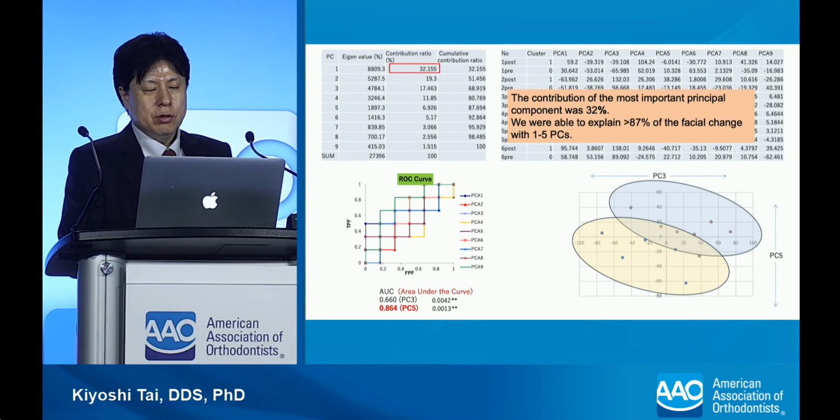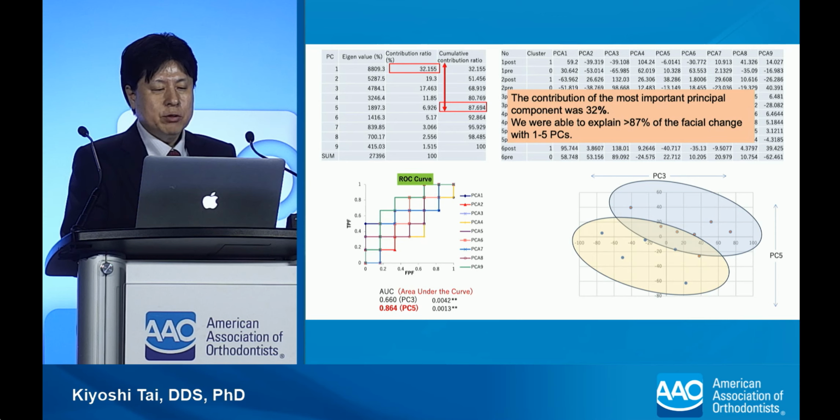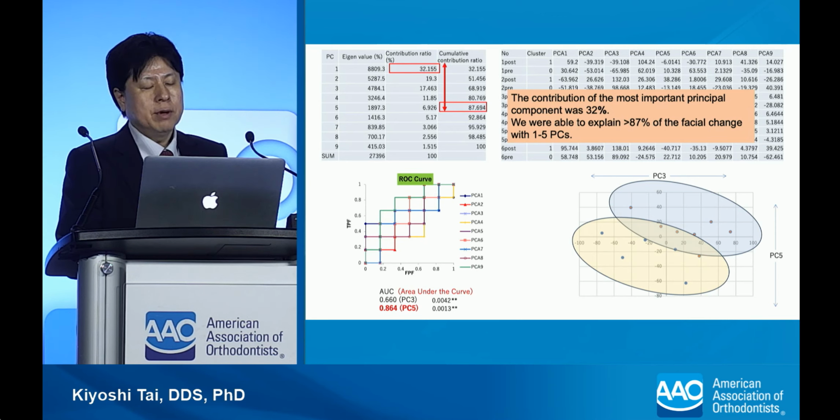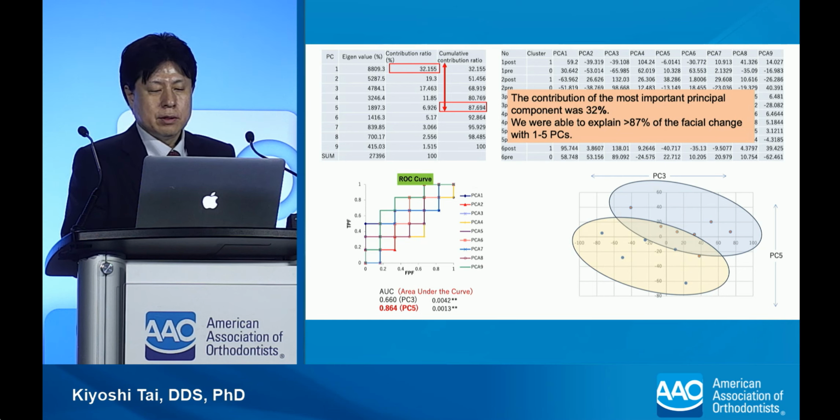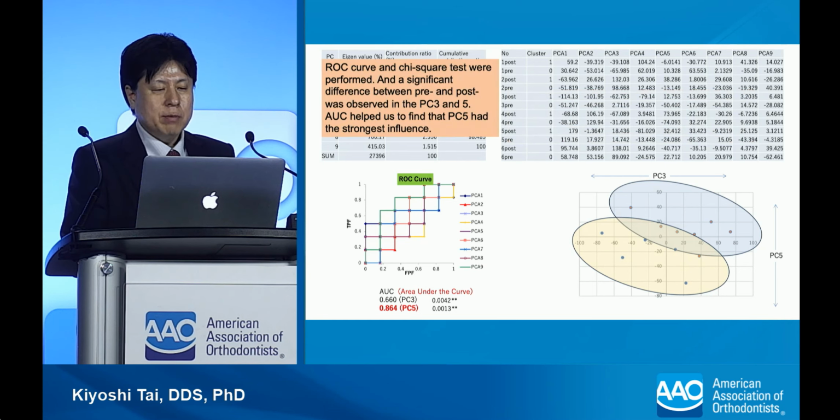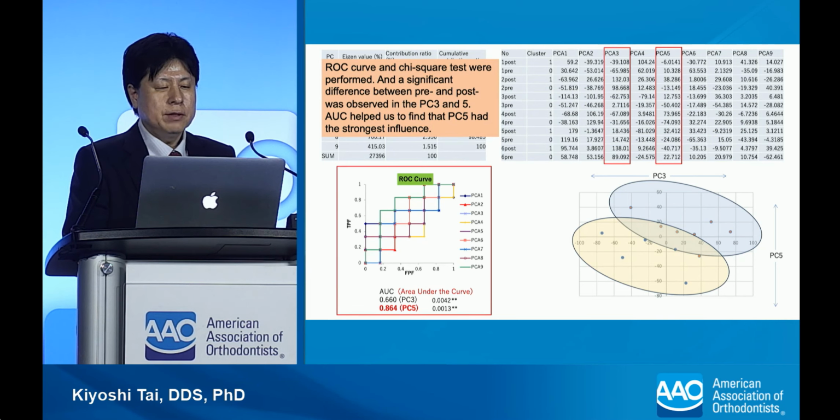The contribution of the most important principal component was 32%. We were able to explain over 87% of the facial changes with PC1 to 5. ROC curve and chi-square tests were performed, and significant differences between the pre and post were observed in PC3 and 5. AUC helped us to find that PC5 has the strongest influence.